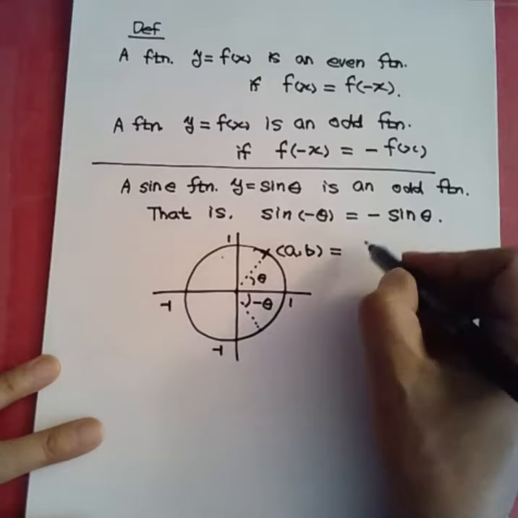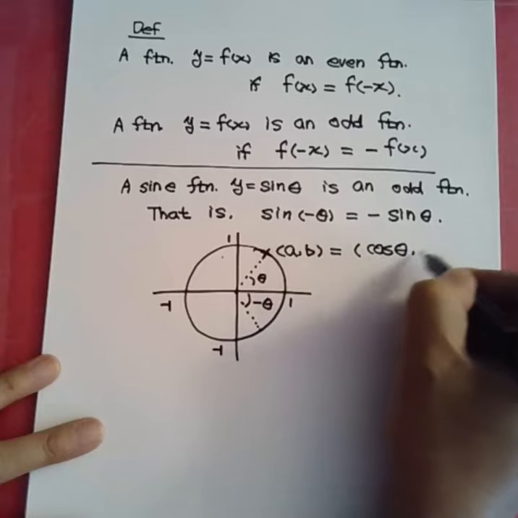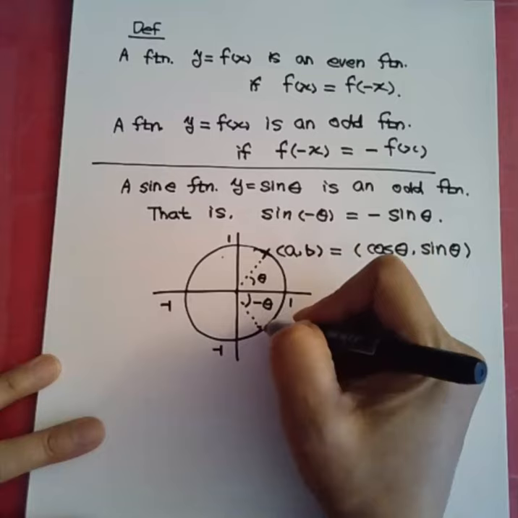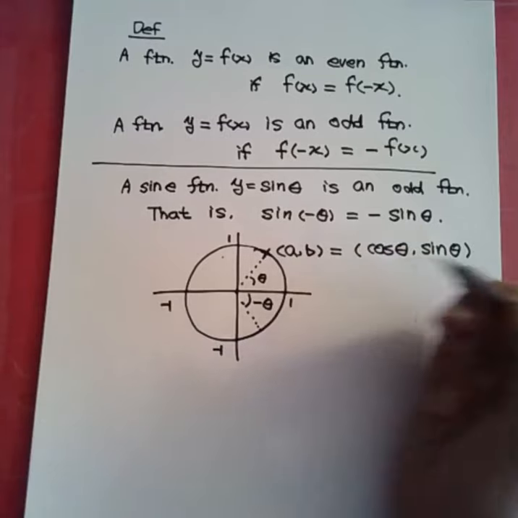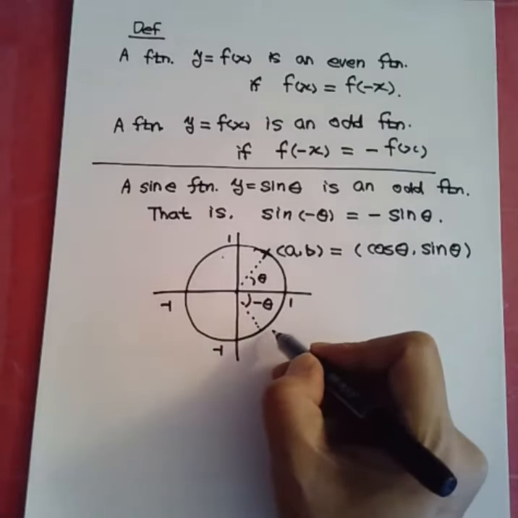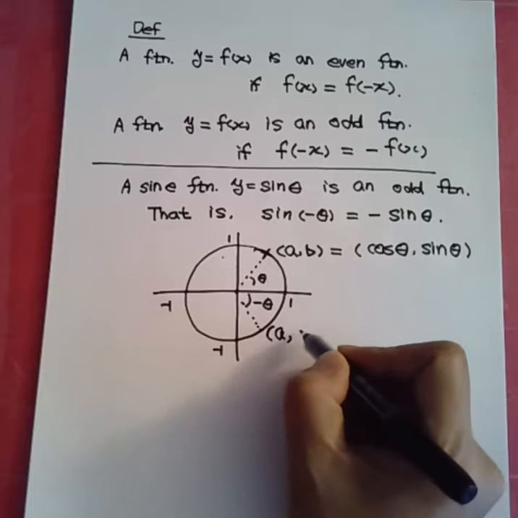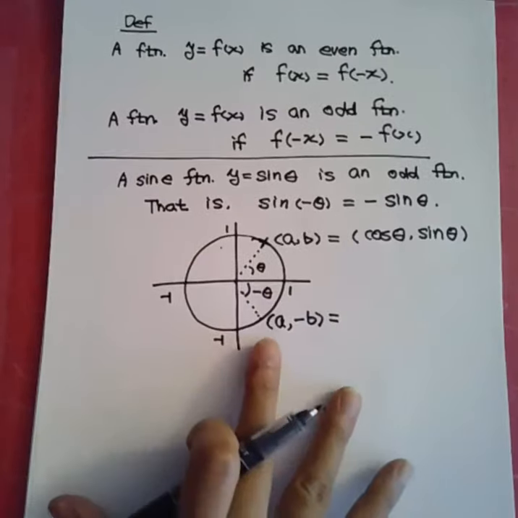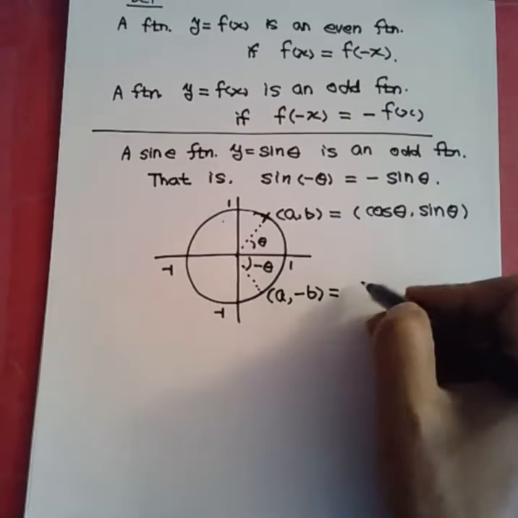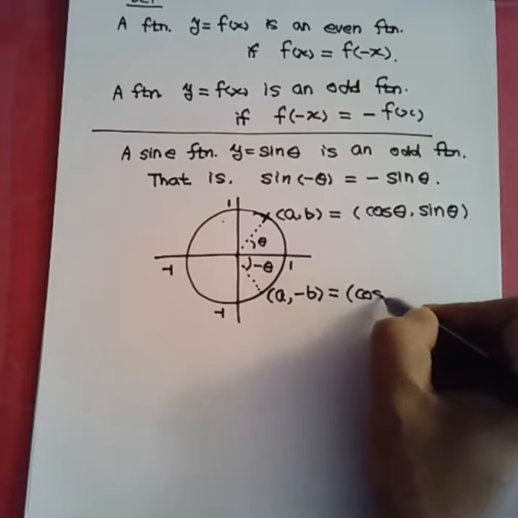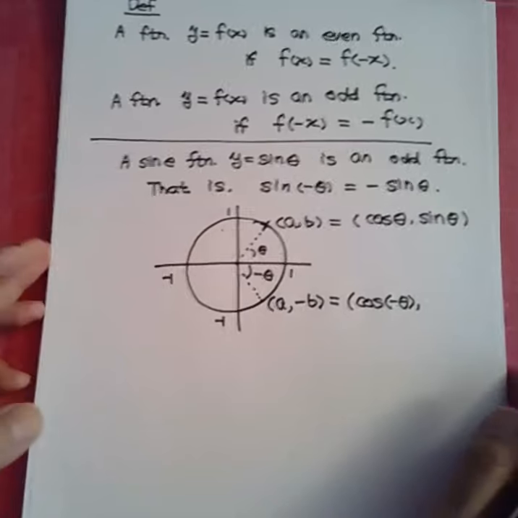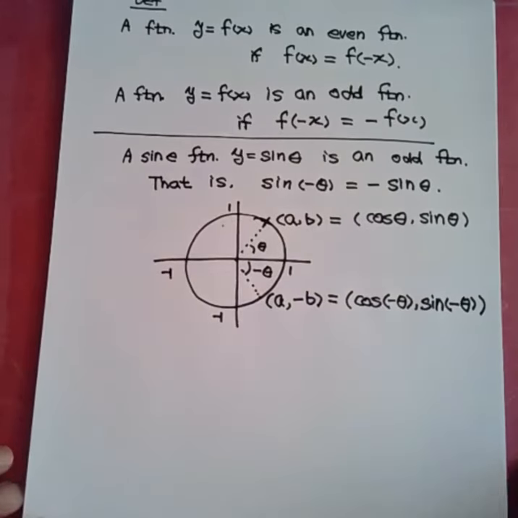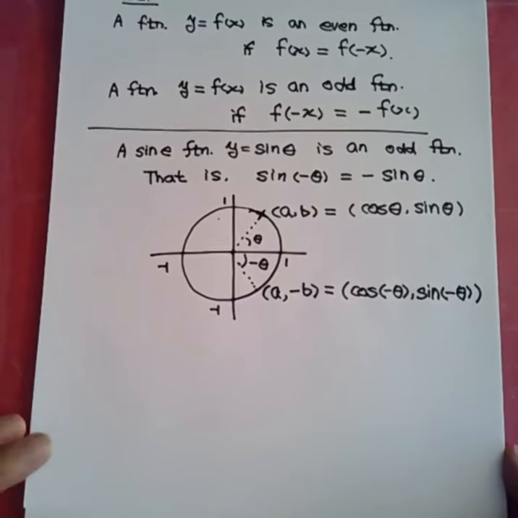On the unit circle, what I said was x coordinate is cosine and y coordinate is sine. If we reflect that point, then that will be associated with the negative angle. If you just think about the coordinate, then A, it'll become A and minus B. Because of the unit circle property, what we know is that is cosine of minus theta and sine of minus theta, because that is associated with the angle minus theta.